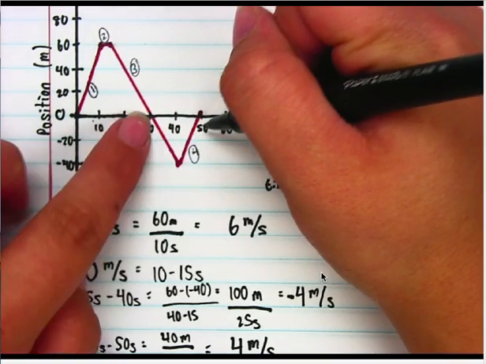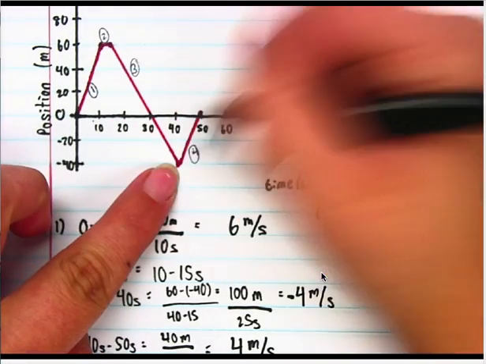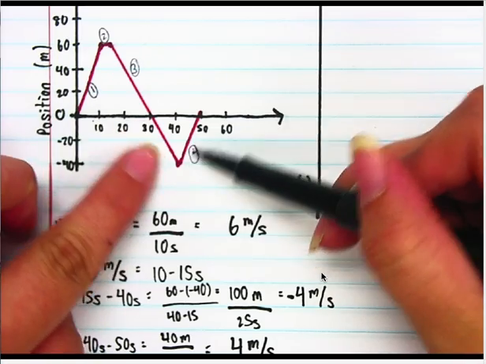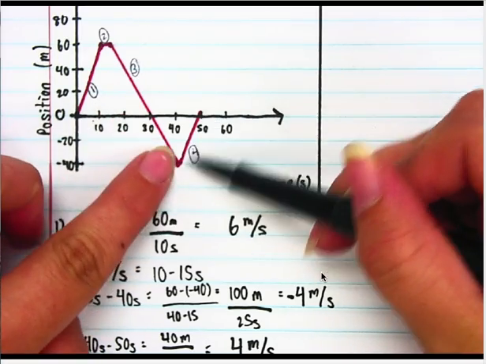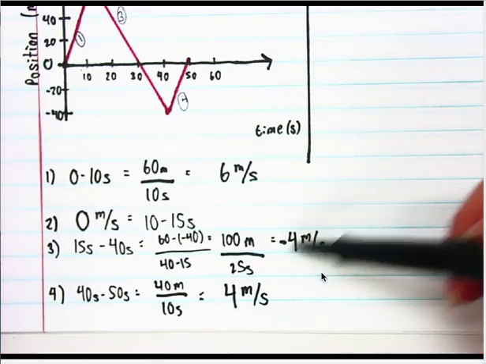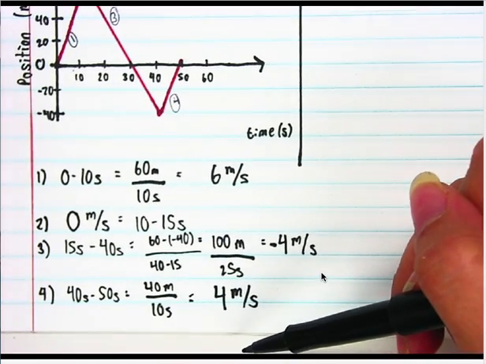If we look at just these little slopes right here, they're equal. They're opposite in direction, but they're equal in magnitude. The slopes are the same. So it makes sense that the speeds are the same.